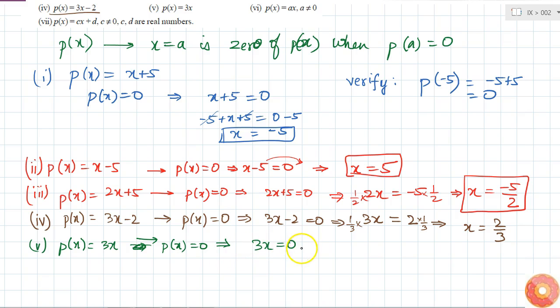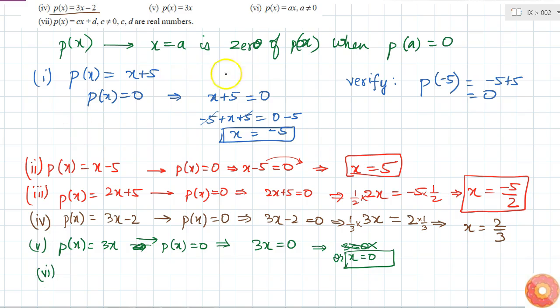So 3x is equal to 0 means either 3 is equal to 0 or x equal to 0, right? These are the only two possibilities when 3x can be equal to 0. But 3 can never be equal to 0, so this option is rejected. So x equal to 0 is the 0 of this polynomial.